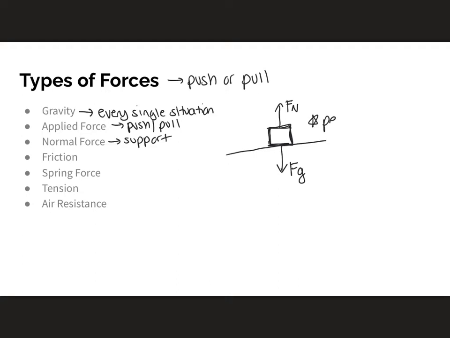It's really important to note that this is always perpendicular to the surface. So if we're on a ramp and I have a box on this ramp, my gravity is still straight down, but my normal force is perpendicular to the surface. We're not getting into this in this part of the unit, but I just want to note the perpendicular nature of normal force. Then we have friction and spring force, which we'll be getting into later in this lesson.